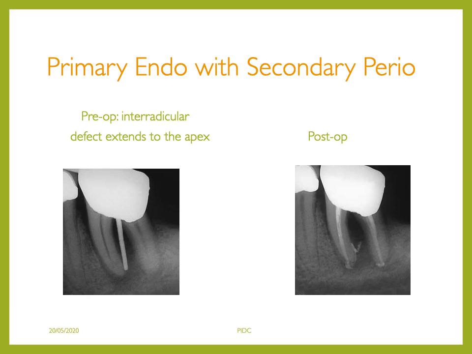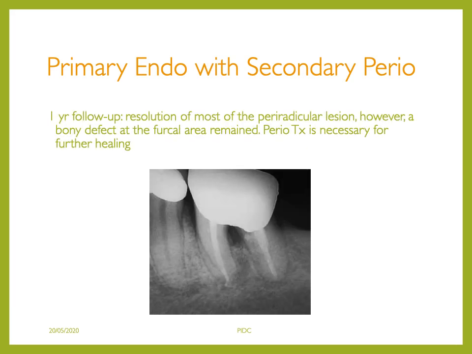So here is one example. Preoperative, the periradicular defect extends into the apex. Postoperative, you can see RCT is done. At 1 year follow-up, you can see the resolution of most of the periradicular lesion. However, a bony defect at the furcation remains. So now the perio treatment is necessary for healing.